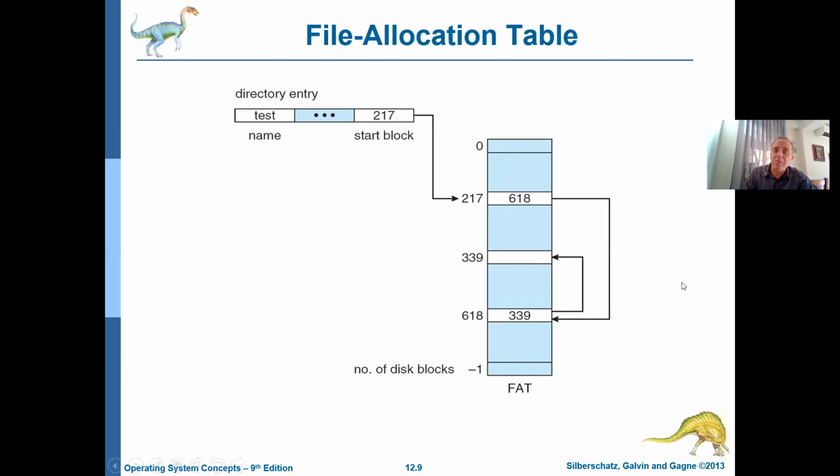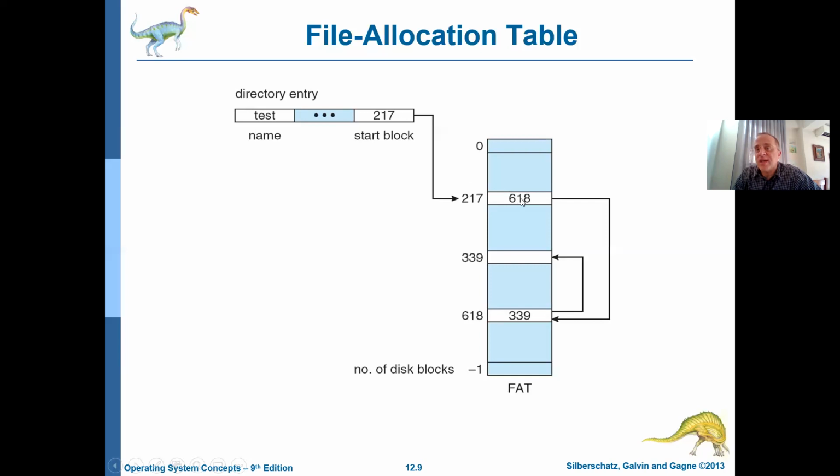And this FAT table becomes like the key to everything, because my directory just says that test starts in block 217. So I go over to my FAT table and I go to line 217. And first of all, if I just wanted the first block, I don't have to even use the FAT table. I already know. Go to 217 and I'll go to the disk in block 217, and there's the beginning of my file. But if I need to know the next part of my file, how am I going to find out the next part?